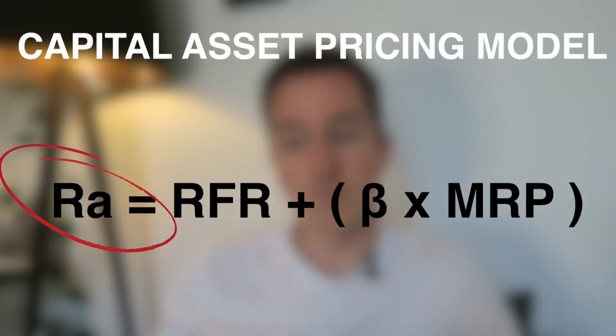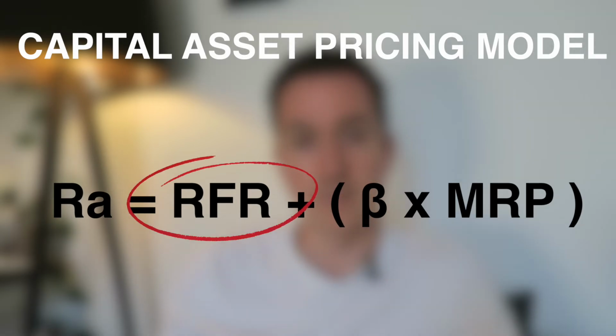RA is the required return which you as an investor need to be compensated for in order to hold that asset, whatever stock or share that may be. RFR is the risk-free rate. This is the return that you would expect to get from a long-term riskless security such as a long-term government bond. And this is the important bit which we'll come back to.